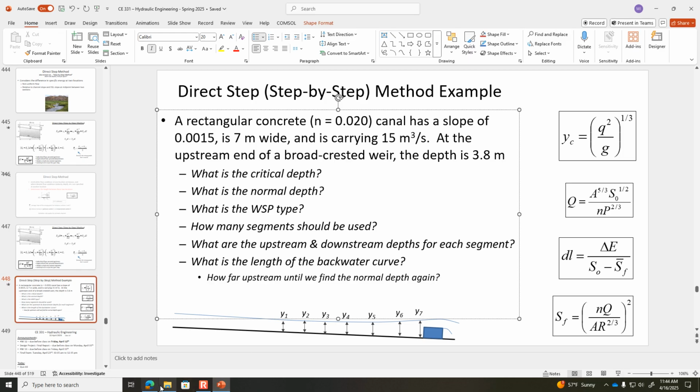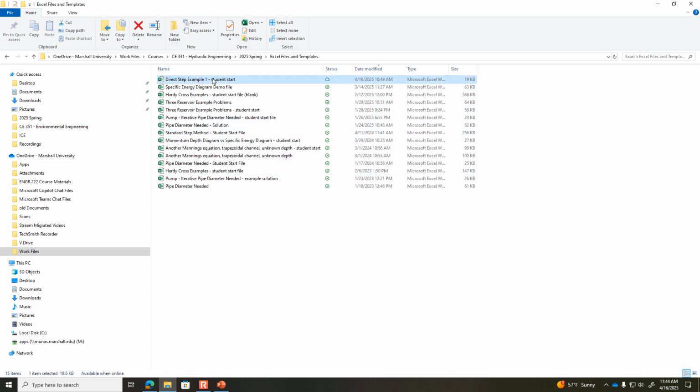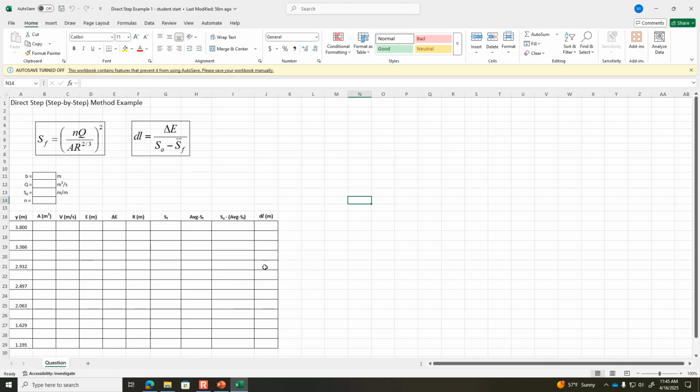So if you open up that template file that I posted, direct step 1, let's go through filling this in together. And we're going to have another example in class on Friday as well, so this won't be your only chance to try out the direct step method.